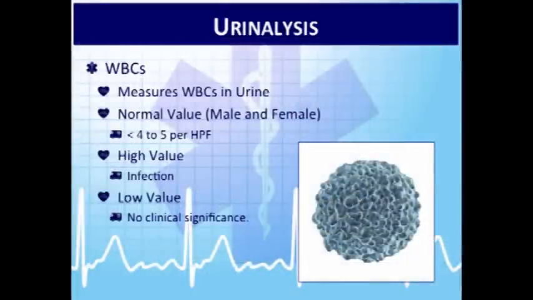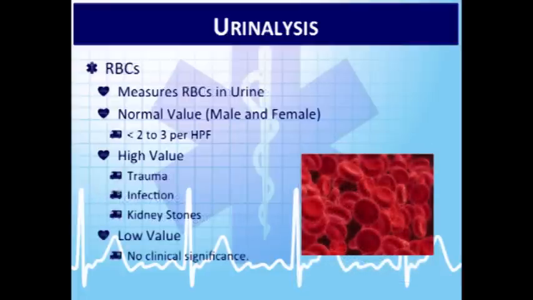White blood cells in urine, indicative of infection. That's the most common reason why anyone would have white blood cells, a genitourinary infection. So from the kidneys all the way through to the bladder and outward. Red blood cells, if present in the urine, often indicate trauma to the kidneys, trauma to the bladder, trauma to the urethra, can be seen also in infection and very commonly in kidney stones.